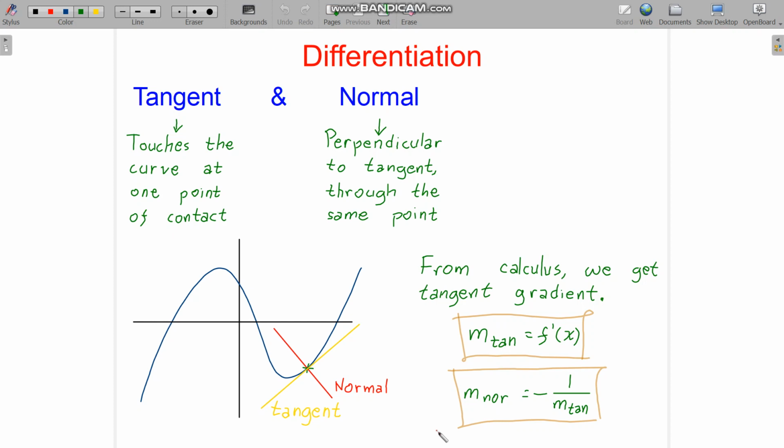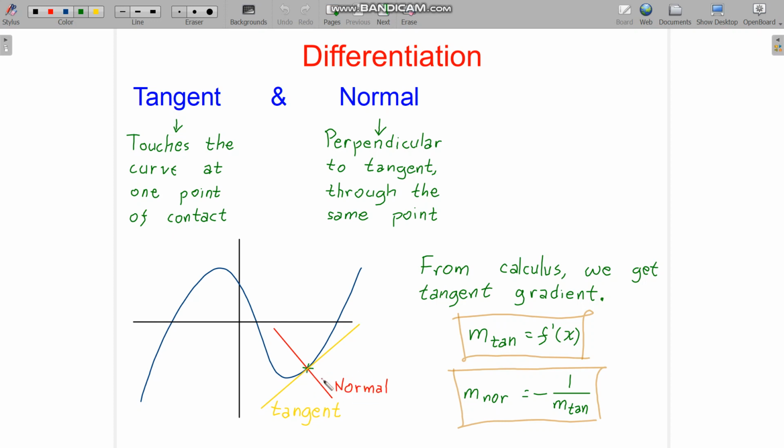Hello everyone, this video is about tangent versus normal, the increasing and decreasing functions, and related rates. So tangent means the straight line that touches the curve at one point only, and the normal is the line perpendicular to the tangent through the same point of contact. So the yellow line is the tangent, the red line is the normal here.